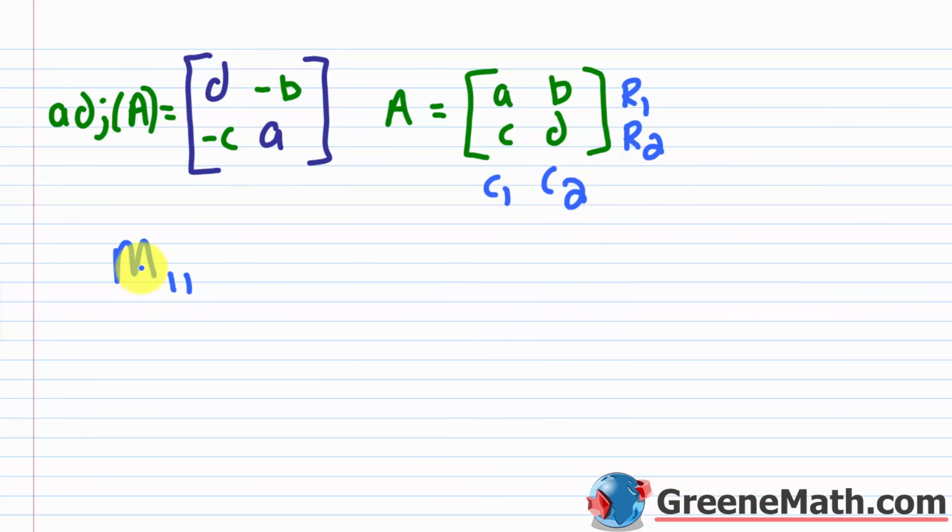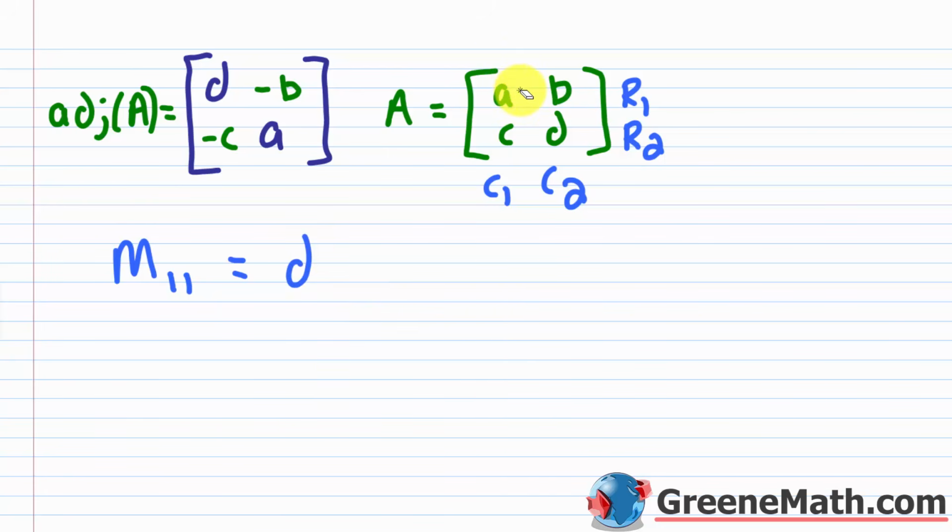This is telling me I have the minor element for row 1, column 1. So it's this entry right here. And what is it equal to? Again, if I mark out this row, mark out this column, it's the determinant of what's left. In this case, it's just D. Okay? So that is how I find the minor.